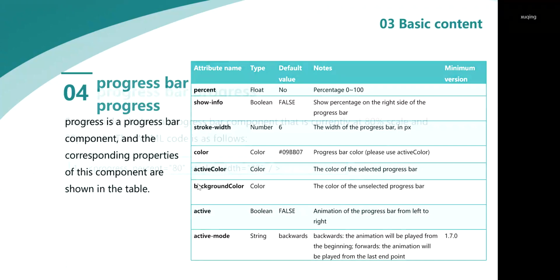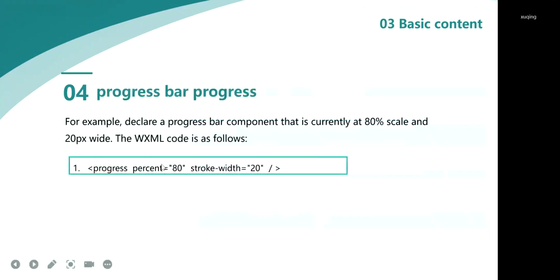We can simply have an example like this. Here is to declare a progress bar component that is currently at 80% and 20 pixels wide. Here we have this code. We can try it easily.